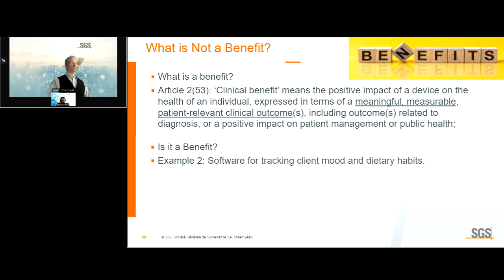Let's try another one. Software tracking for client mood and dietary habit. Is this a clinical benefit? It's software that tracks your mood and what you're eating. In fact, I have one on my phone. My phone is off, so I can't remember its name off the top of my head, but I have one of these. So think to yourself about the definition that we have given for intended purpose, intended use, and clinical benefit.